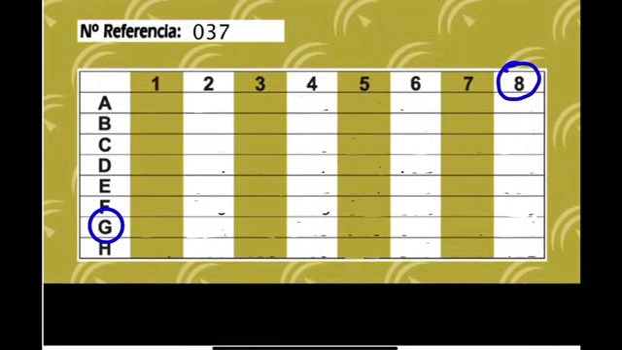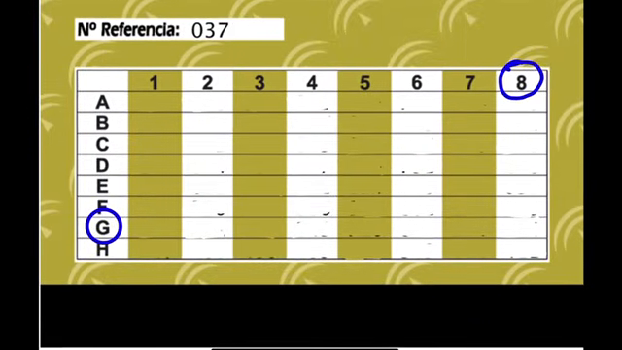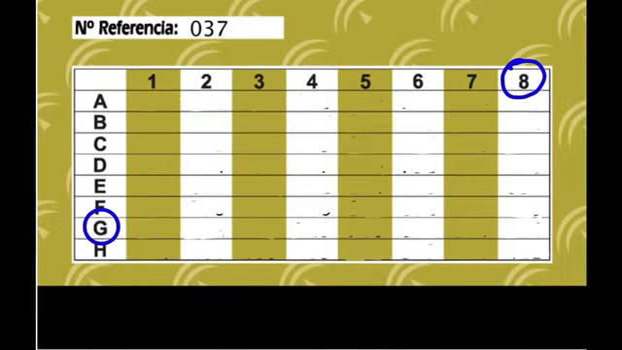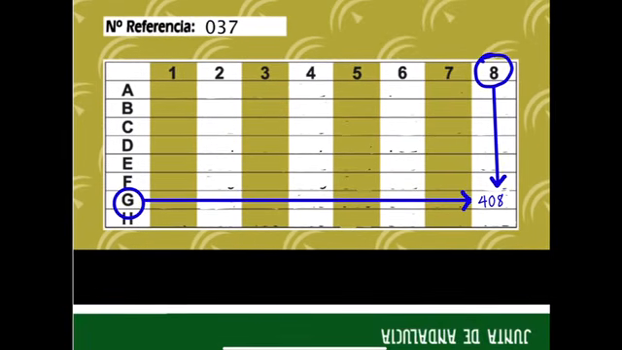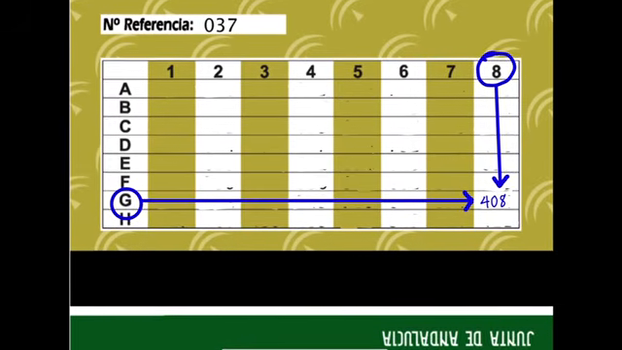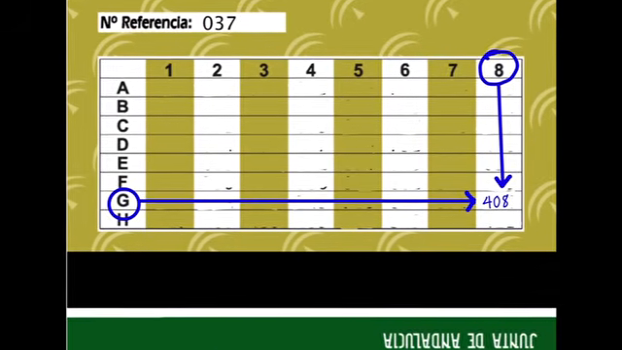For example, I will show you your tarjeta. Let's say it was 8G. So you go to 8G and then you find the number, which in this case is 408 as an example. Enter that number and your documents are signed.